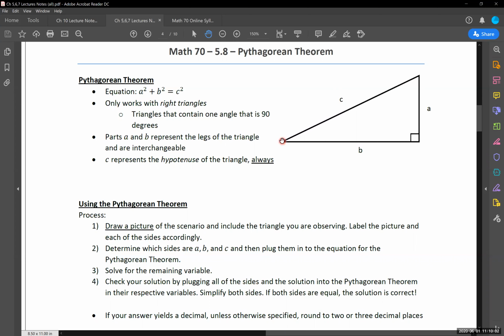c always, always, always must be the hypotenuse of a triangle. There is no exception on that in any way, shape, or form. If you are letting the c value be anything other than this hypotenuse, you're doing it wrong, and we cannot let that happen. So a and b can be changed back and forth. That's fine. c always has to be the hypotenuse.